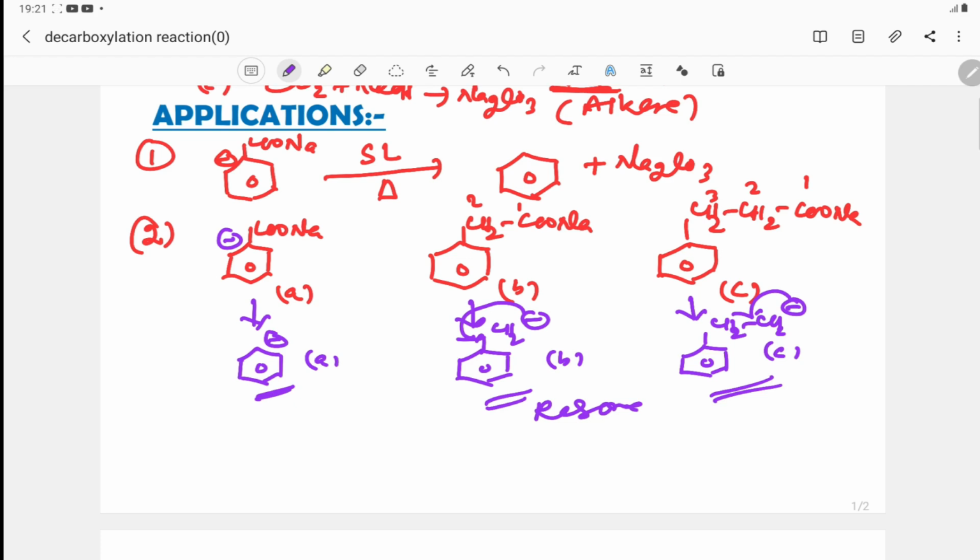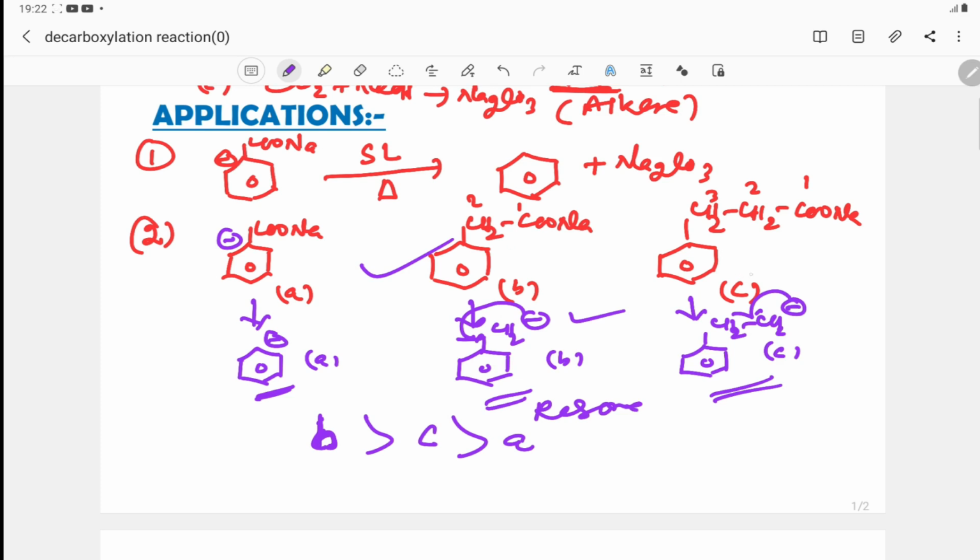That's why the reactivity order: B will be the more reactive carboxylate, then C, then A. Why will B be the more reactive? Because in the reaction, if you see the mechanism, the carbanion is more stable. This carbanion is benzyl carbanion, which is stabilized by resonance. That's why B will be the more reactive acid.